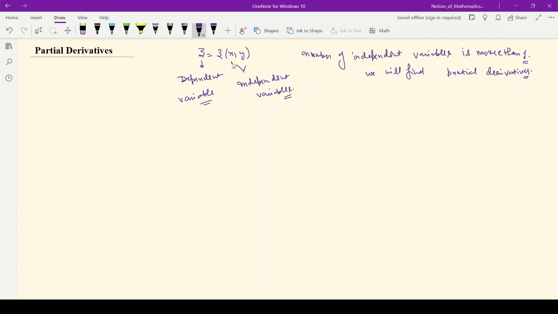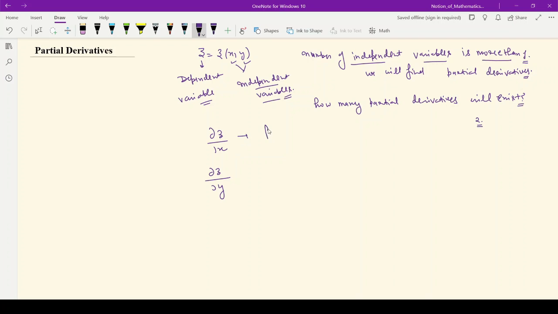So students, since two independent variables are provided here, it means the number of independent variables is more than 1, so we will be finding partial derivatives here. And students, if two independent variables are there, then how many partial derivatives will exist? Answer is 2. The first partial derivative will be partial z by partial x, and the second will be partial z by partial y.